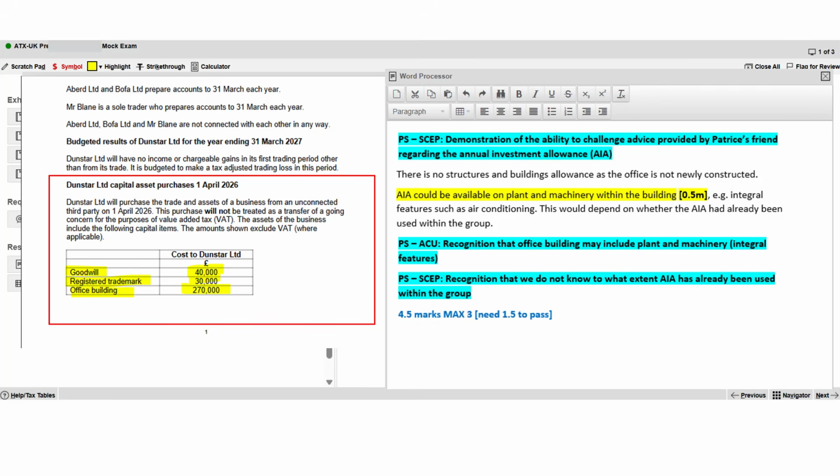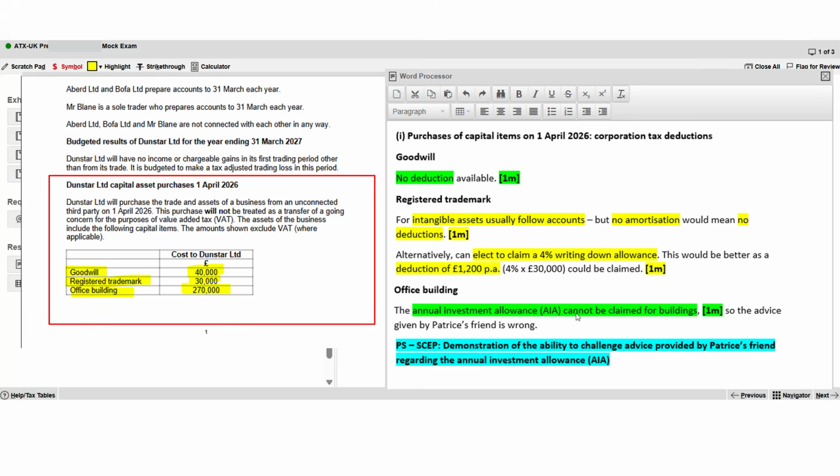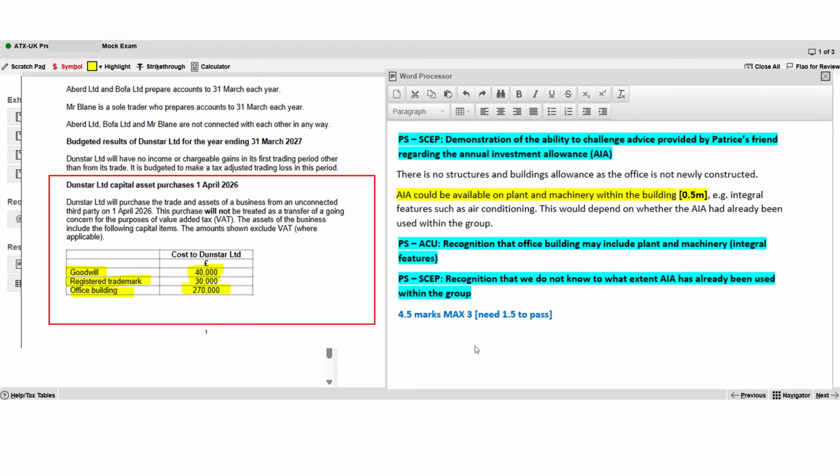And although you don't need to pass each part of the question, you are aiming for 50% at least to score a pass. So if you manage to get 1.5 of those technical marks, so looking back, if you've said there's no deduction for goodwill and you can't claim the AIA on the office, you've got 2 marks. So then you're on course for a pass already. And that's without considering the professional skills marks as well. So hopefully quite straightforwards, but only 3 marks. So the danger is that you spend too much time there.